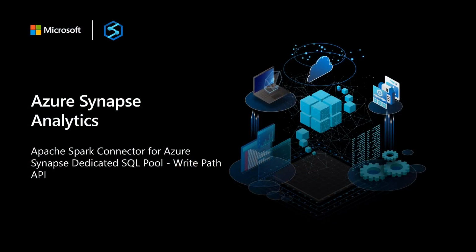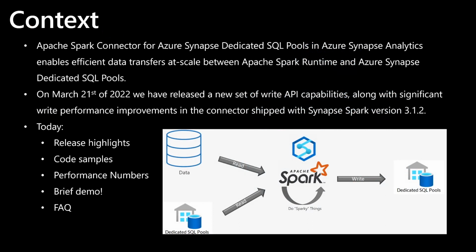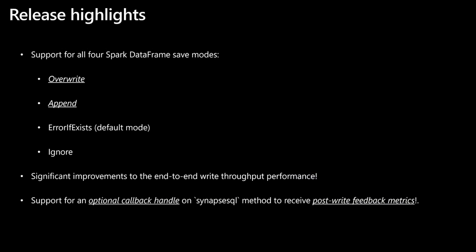The Apache Spark connector for Azure Synapse dedicated SQL pool enables efficient data transfers at scale between Apache Spark runtime and Azure Synapse dedicated SQL pools. In this session, we'll be going over the release highlights for a release made on March 21st of 2022. The release introduced a new set of write API capabilities along with significant improvements to the end-to-end write throughput performance.